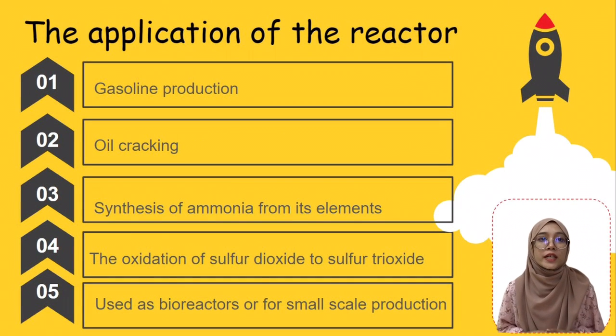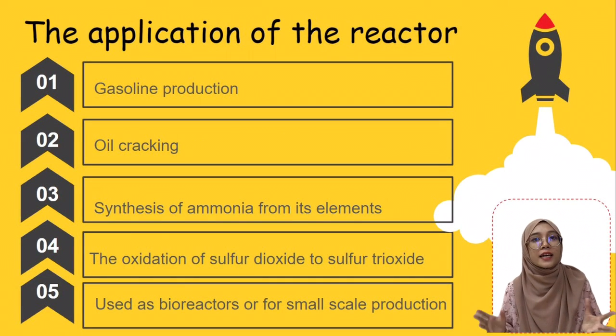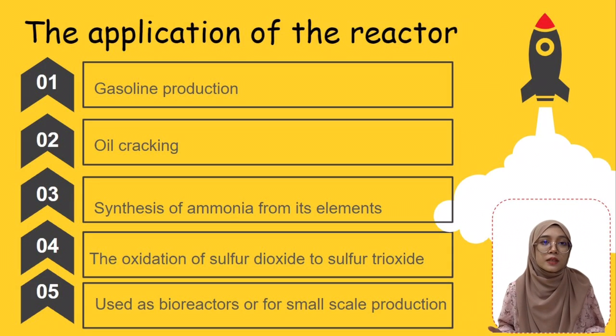Did you know this reactor has many applications in either gas or liquid phase systems, such as gasoline production, oil cracking, synthesis of ammonia from its elements, the oxidation of sulfur dioxide to sulfur trioxide, and lastly, tubular reactors can be used as bioreactors for the production of algae, which is then compressed and dried, and after that used as feed for biodiesel reactors.